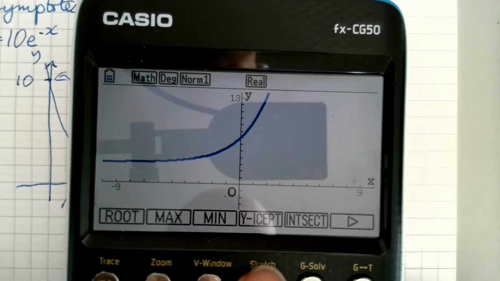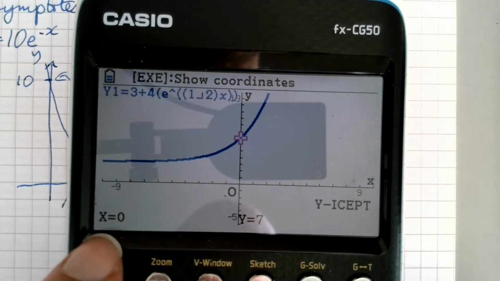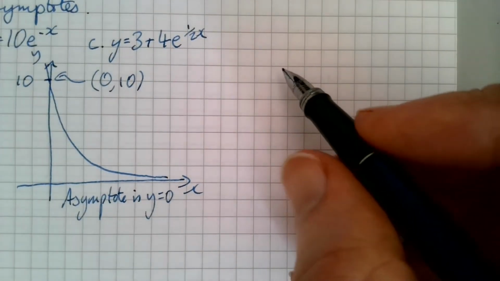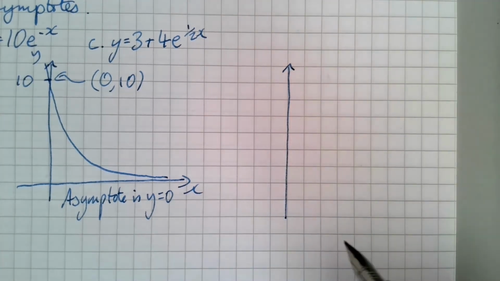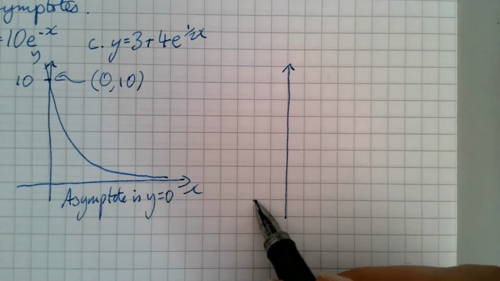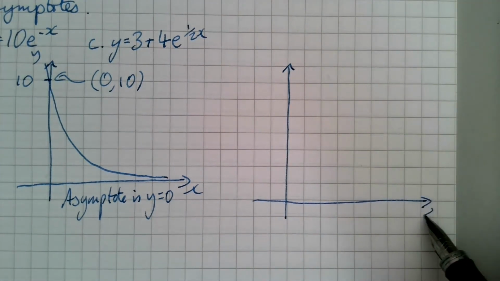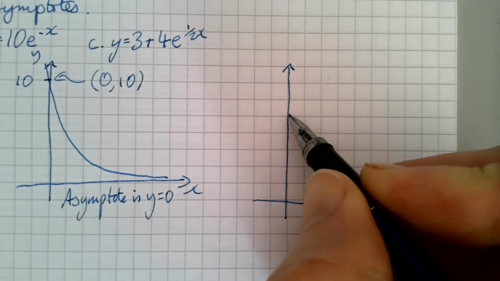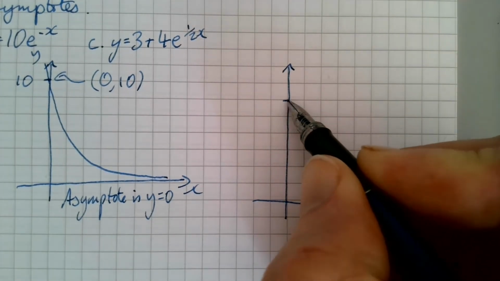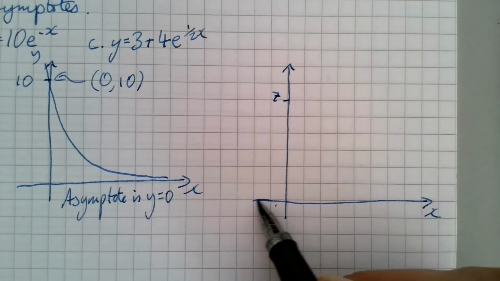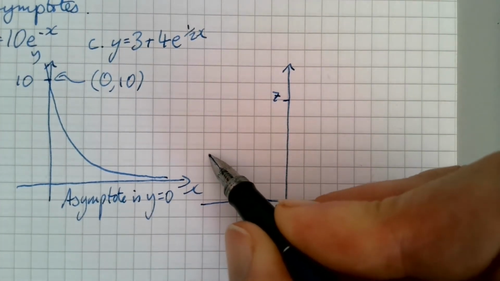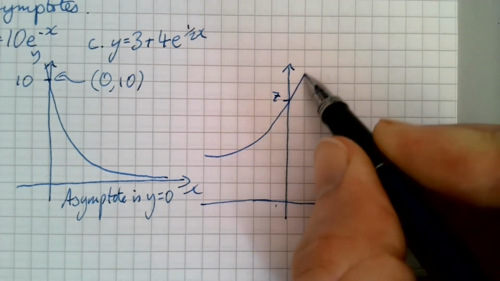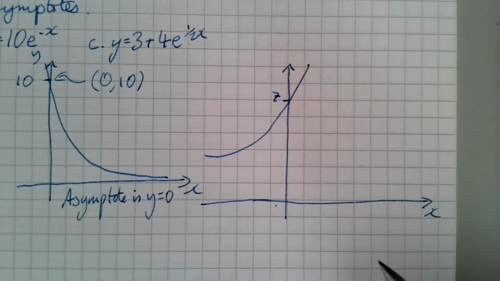Right, so G-solve, y-intercept, there we go, x is 0, y is 7. So why would it have come up with 7? Well, if we start sketching here, we know we're going to have to go through 7, and I haven't drawn this very sensibly, have I? And then it's doing something like that, isn't it? That's a terrible sketch, but never mind.